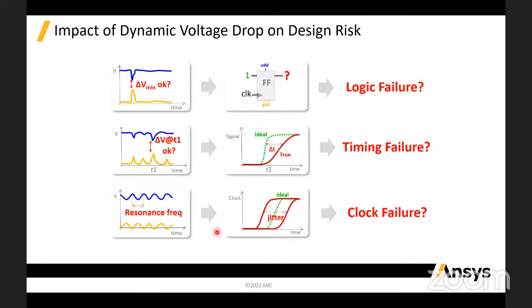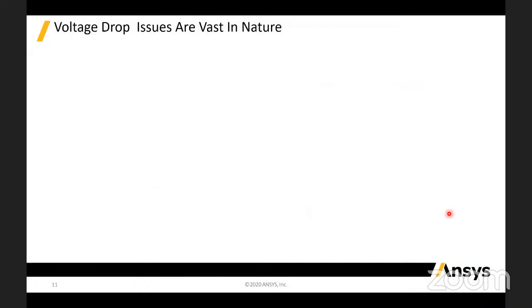Now let's look at the third diagram. Here we see that there is a resonance happening on the power lines, and the voltage waveforms on the power and the ground lines are impacting the clock timing, leading to jitter in the clock tree. This can potentially lead to a clock failure. So these are the different types of risk that voltage drop can induce into your semiconductor design. Now, in order for us to understand voltage drop in detail, we need to understand the various causes of voltage drop. So that brings me to my next slide.